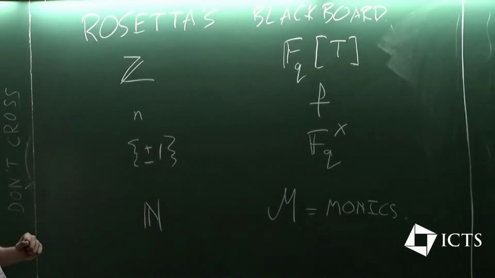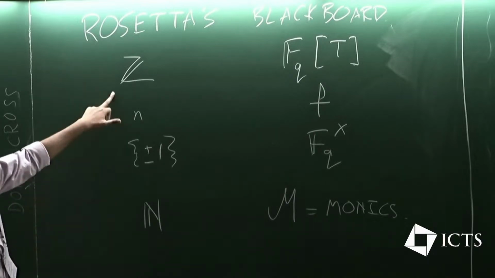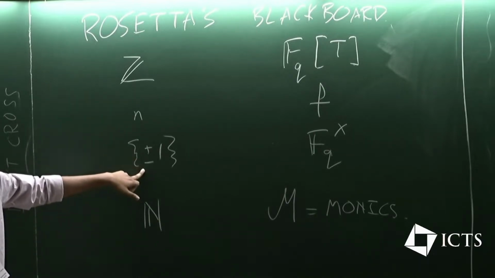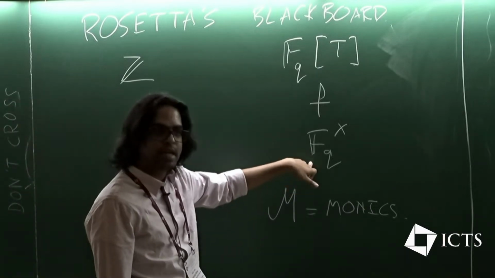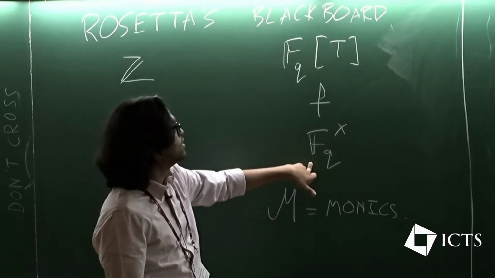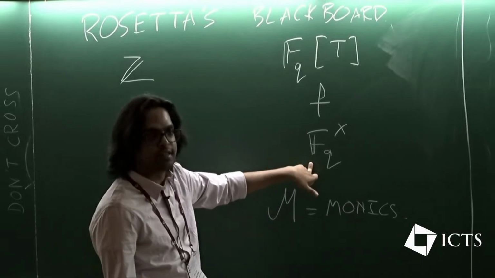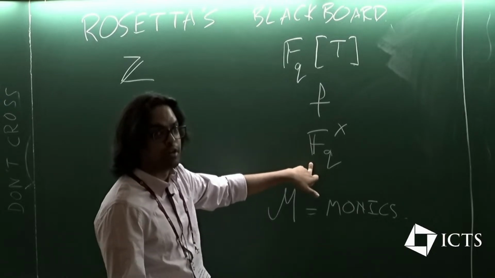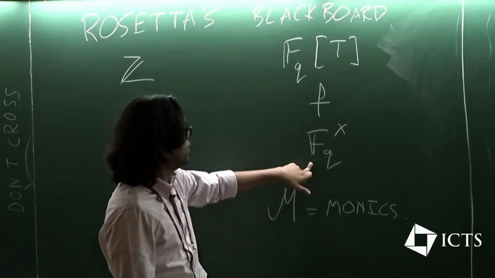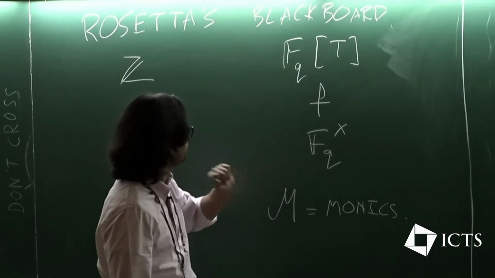So you can ask a question, what are the units in these rings, right? So the units in Z are just plus and minus 1. They're the only things which have multiplicative inverses. It's not so hard to show with a degree calculation that the only units in F_q[T] are the constants, right? So things which are just non-zero constants. So things which don't have any T in them at all.